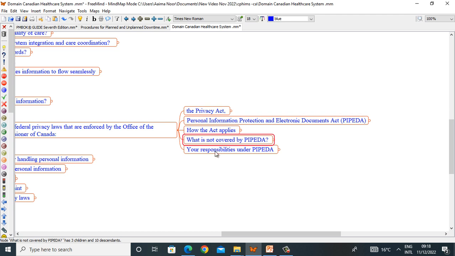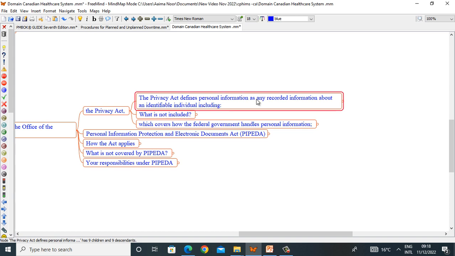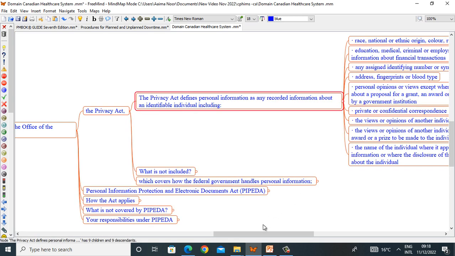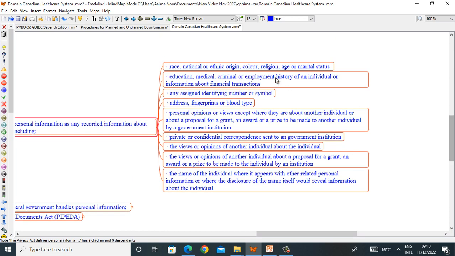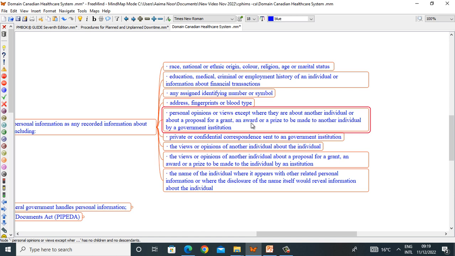Your responsibilities under PIPEDA. The Privacy Act defines personal information as any recorded information about an identifiable individual, including race, national or ethnic origin, color, religion, age or marital status, education, medical, criminal or employment history of an individual, or information about financial transactions, any assigned identifying number or symbol, address, fingerprints or blood type. Personal opinions or views, except where they are about another individual or about a proposal for a grant, an award or prize to be made to another individual by a government institution.